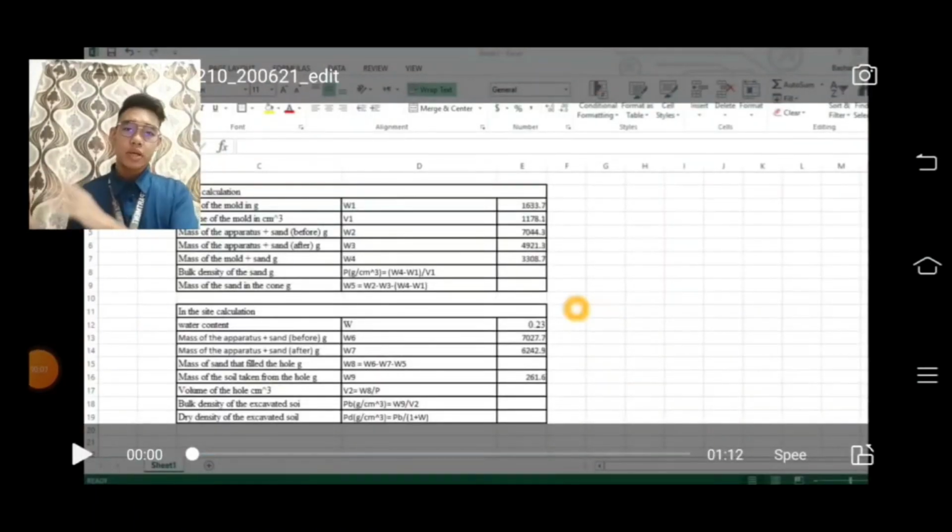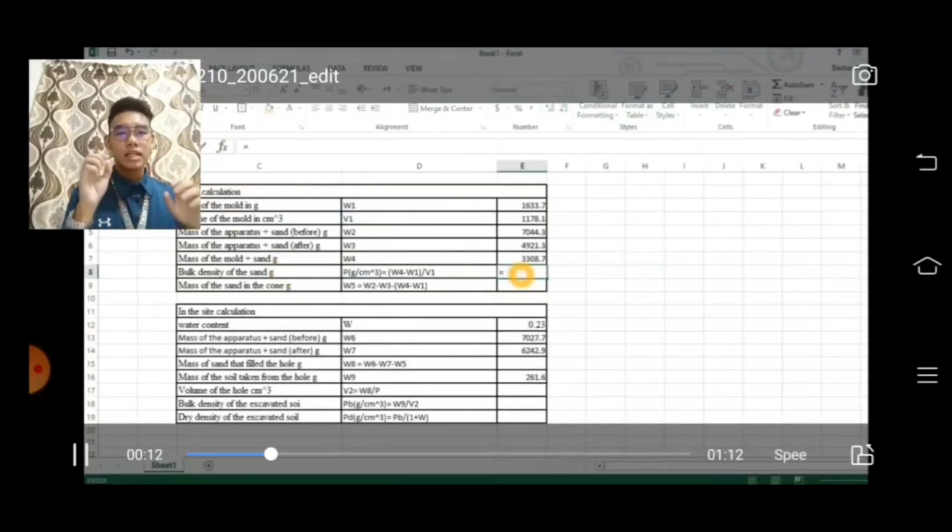Next, after doing our work just now, we need to make all of the calculations based on our data. Now we need to find the value of bulk density of the sand in grams and also the mass of the sand in cone in grams. To find this, we need to subtract the mass of the mold from the mass of the mold with sand, and then the answer will be divided by the volume of the mold, and the final answer for the bulk density of the sand will be 1.421 in grams.